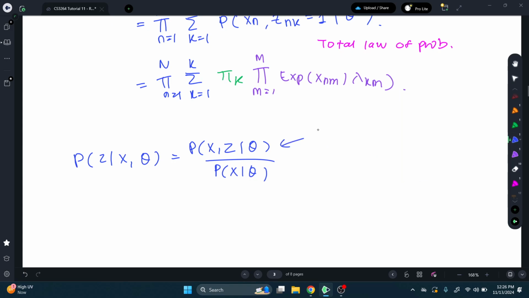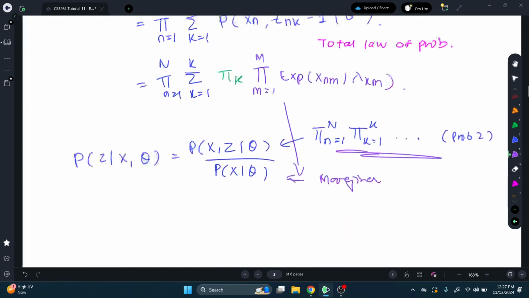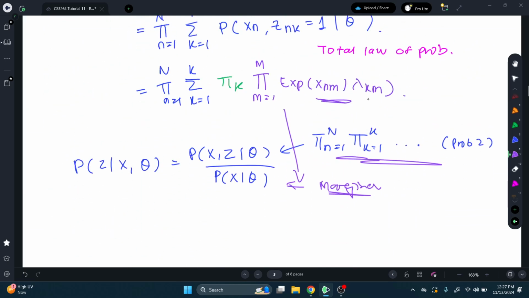This part, from problem 2, is your product from n equals 1 up to capital N, product of k equals 1 up to capital K, and so on and so forth. Whereas the bottom one is basically the one that we have observed here, so this is from the marginal. I will not write everything here, so I just leave that for you to write up. But this one is from problem 2, and this part is from the marginal that we have computed here. Any questions?